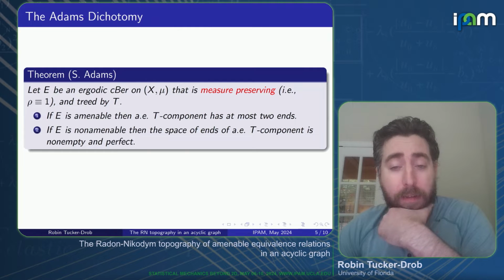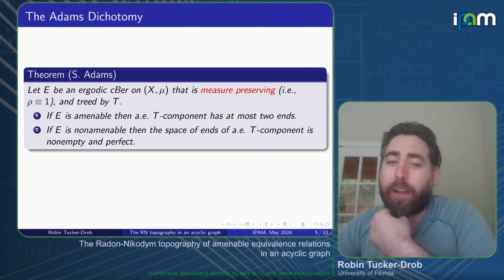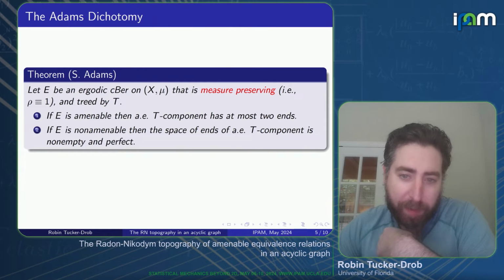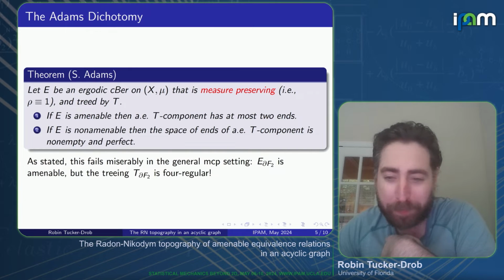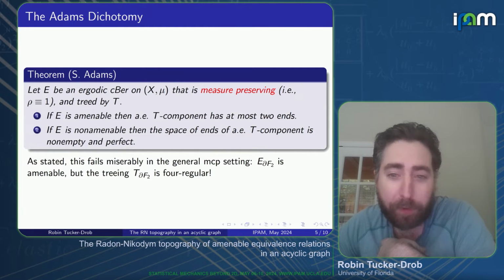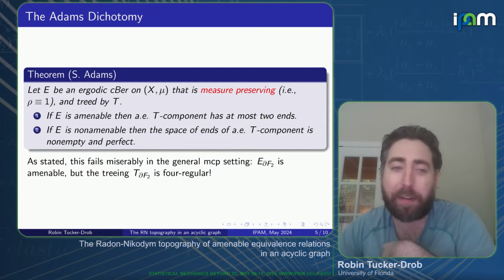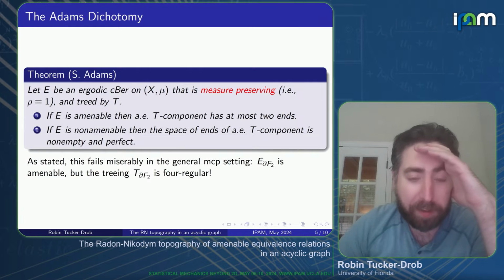Anush and I started with this, wondering, well, saying, it's too bad that everything fails miserably in the measure class preserving setting. Because if we look at our example of the boundary of the free group, as I showed on the last slide, it's amenable, but the treeing that we have is a 4-regular tree, so it doesn't have at most 2 ends. Every connected component has a non-empty perfect set of ends. So this just fails miserably.